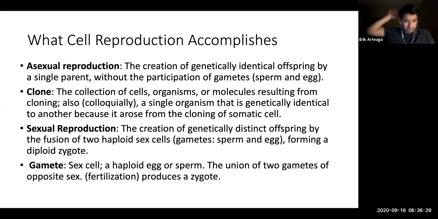All right, so gametes. A sex cell is a haploid egg or sperm. The union of two gametes of the opposite sex is fertilization, which produces something called a fertilized egg, which is a zygote. So a zygote is a fertilized egg. Once the sperm meets the egg, boom, you have a zygote.